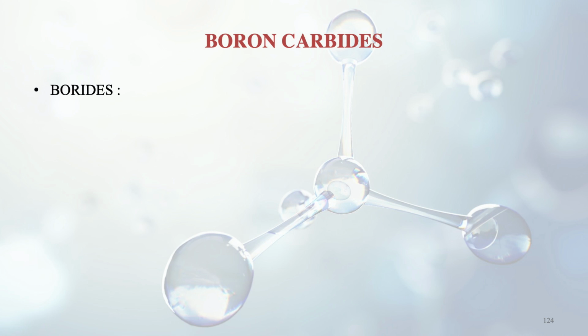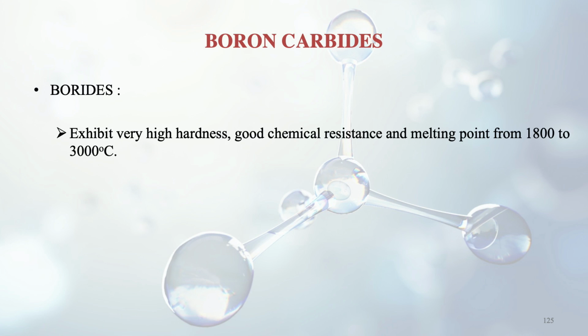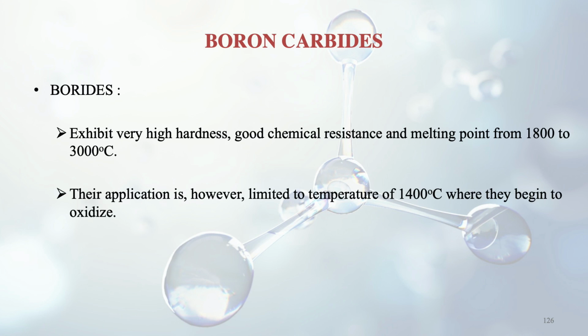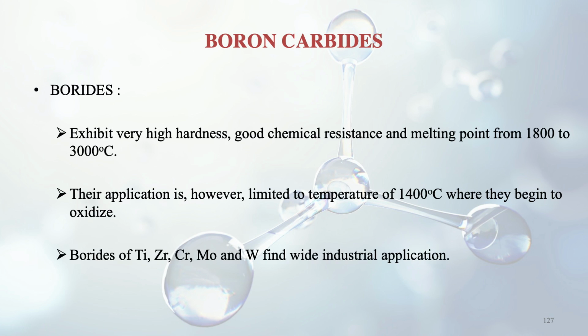Then borides. So we discussed boron carbide, but this is a different thing, this is boride. The property of this is that it exhibits very high hardness, has good chemical resistance, and the melting point ranges from 1800 to 3000 degrees centigrade. But again, their application is limited to a temperature of 1400 degrees centigrade, because again the same thing, they begin to oxidize. Borides of titanium, zirconium, chromium, molybdenum and tungsten find very wide industrial application.